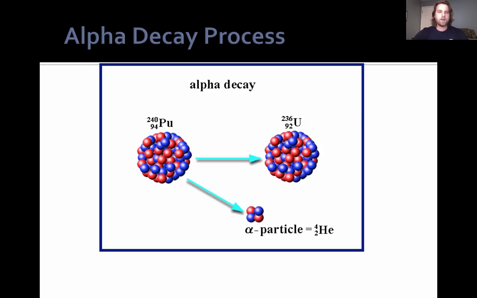So let's look here. We have an alpha decay where a particle is coming off of plutonium-240. You can see plutonium with mass 240 and atomic number 94, and the alpha particle is coming off. It's got two protons and two neutrons. The result is you have a uranium-236 nucleus left over.